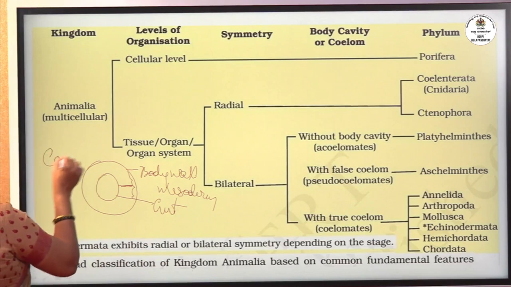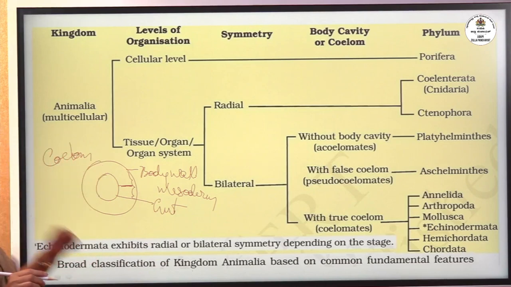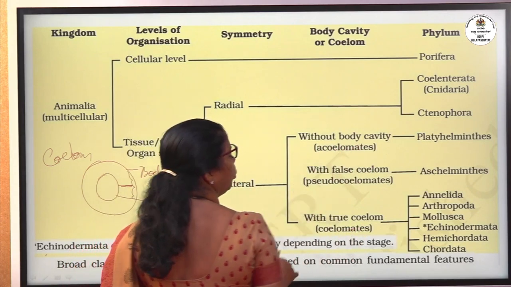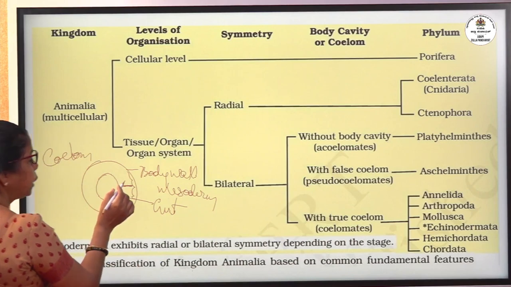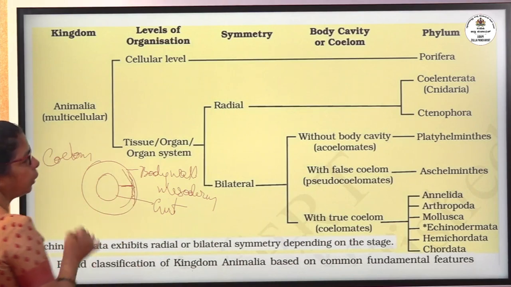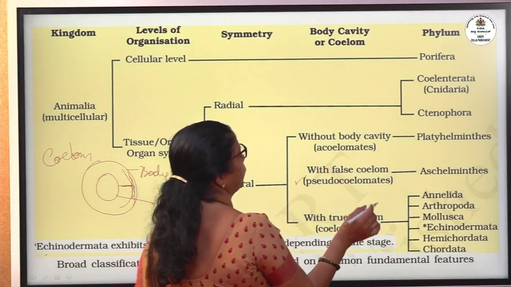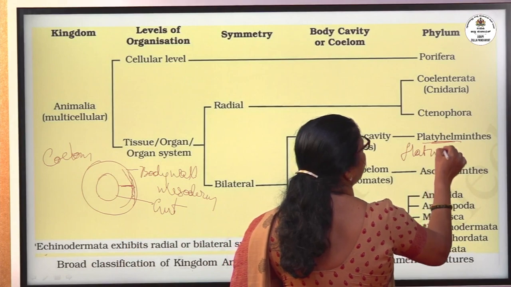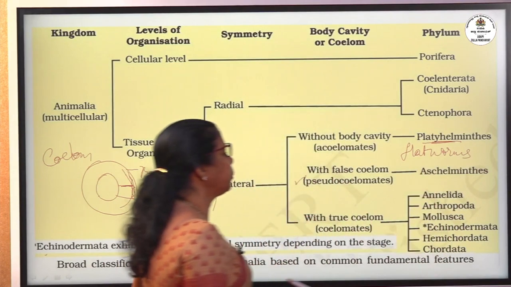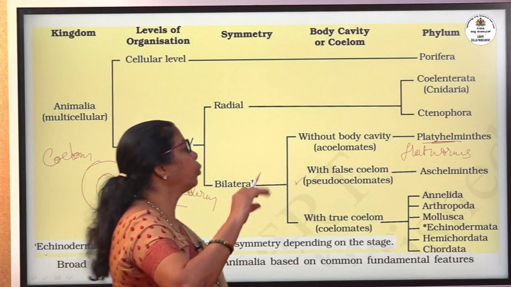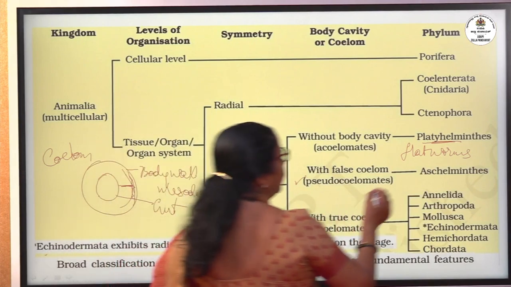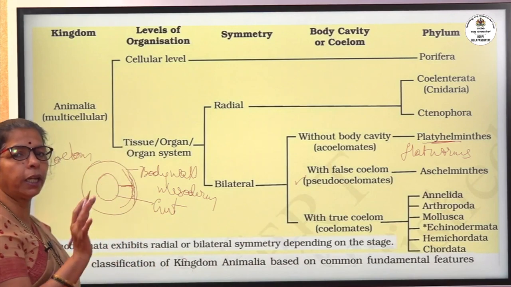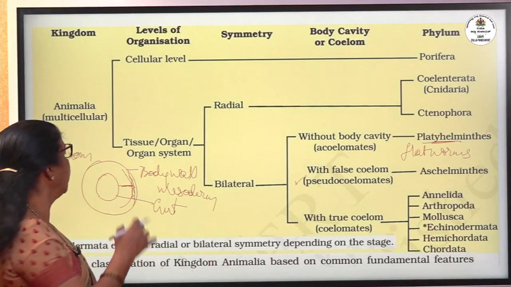If the coelom is present, they are coelomates. If it is absent, they are acoelomates. And if it is present but not lined by mesoderm, they are pseudocoelomates. Acoelomates include the flatworms, Platyhelminthes, in which the body is dorsoventrally flattened. Regarding Aschelminthes, they have a false coelom: a body cavity is present but it is not lined by mesodermal cells.